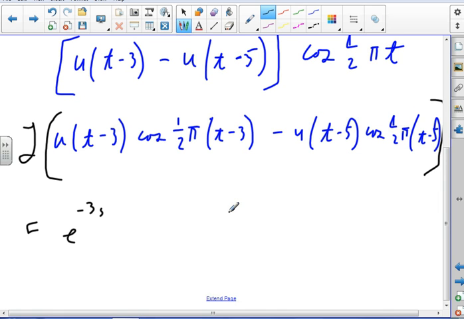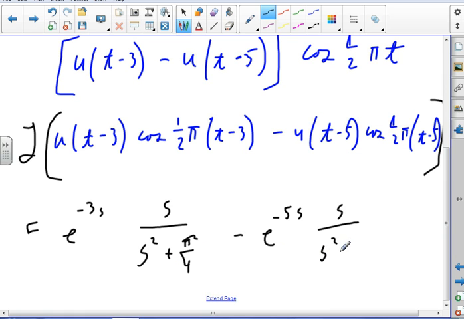Okay, that's a cosine guy. So I think it's going to be e to the minus 3s times s divided by s squared plus pi squared over 4, minus e to the minus 5s times s over s squared plus pi squared over 4. All right, I think I'll stick with that.